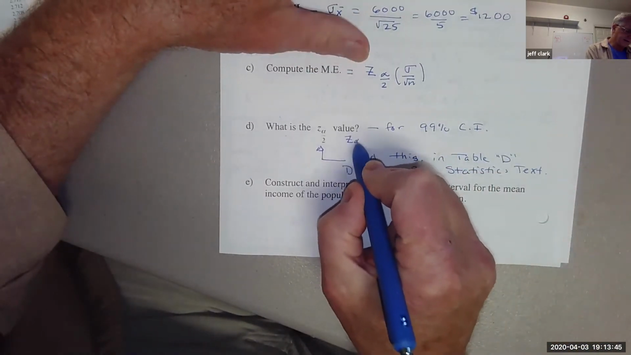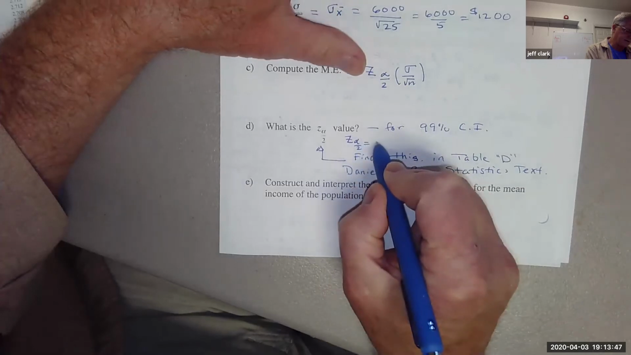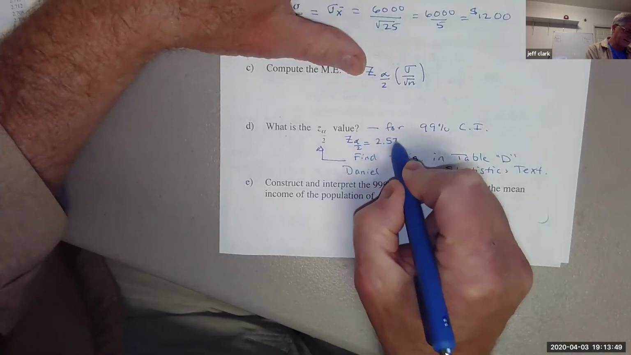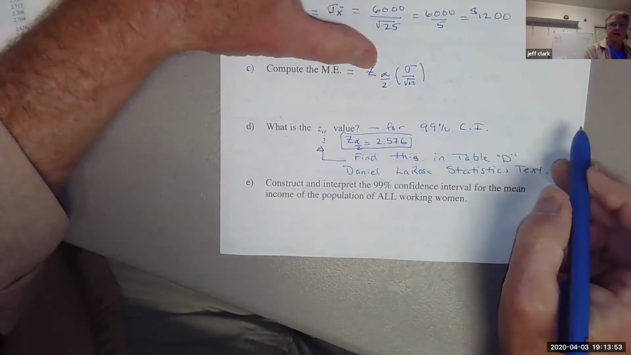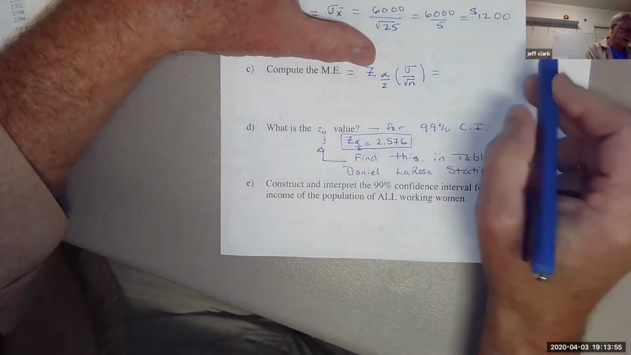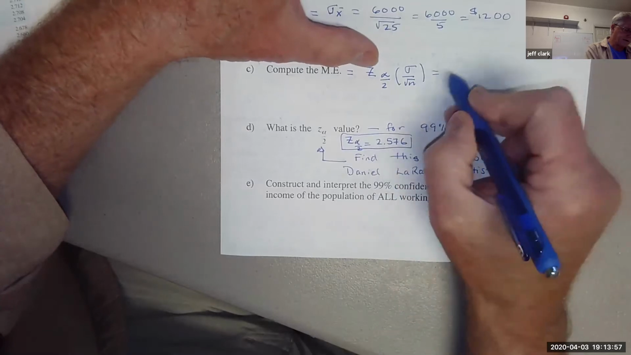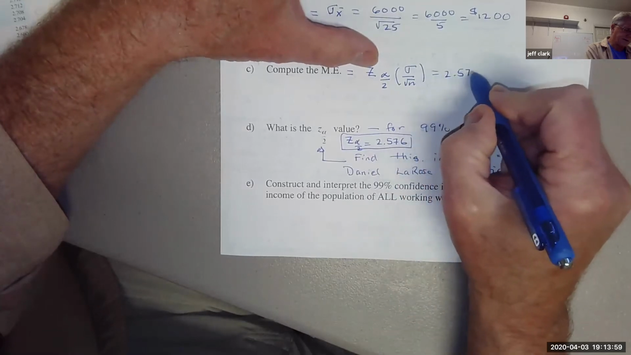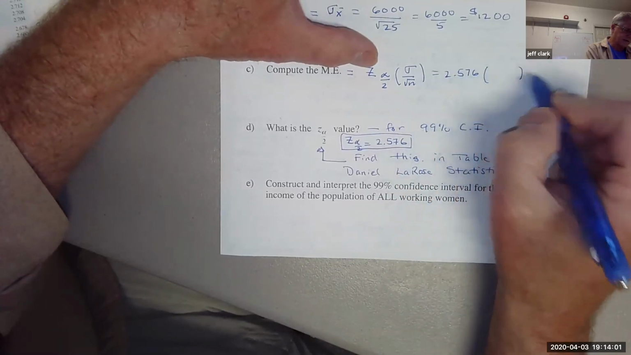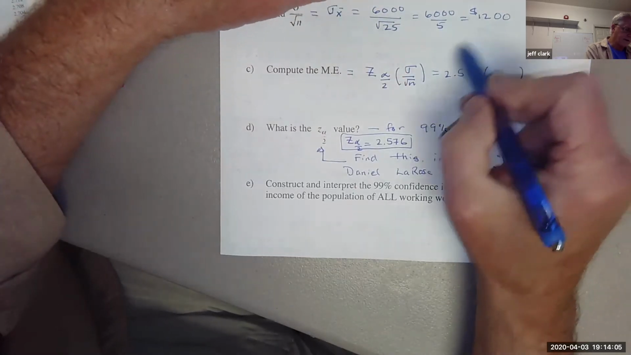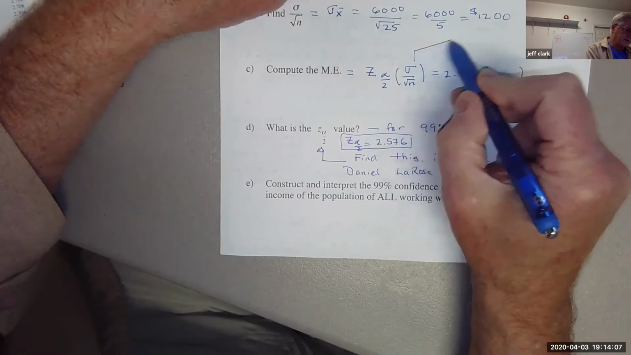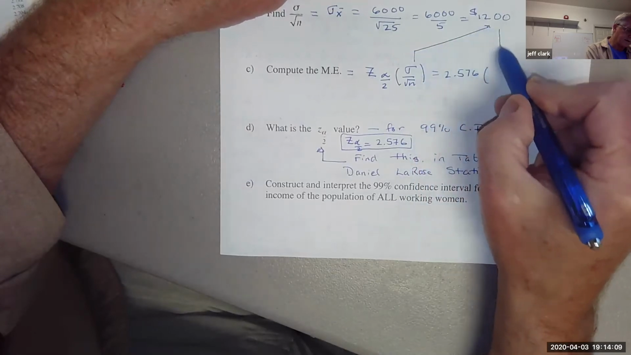Z sub alpha divided by 2 is equal to 2.576. So in this margin of error, I'm going to have this number, 2.576 times sigma divided by square root of n. But you know what? We already know that. It's right here. So I'm going to put it right here.